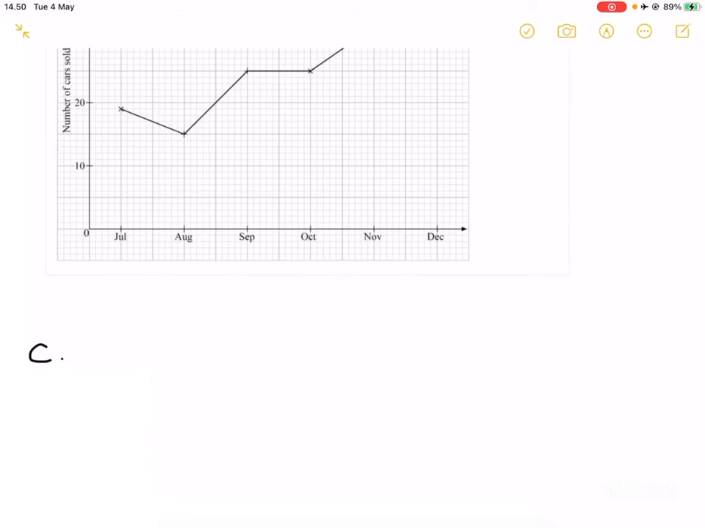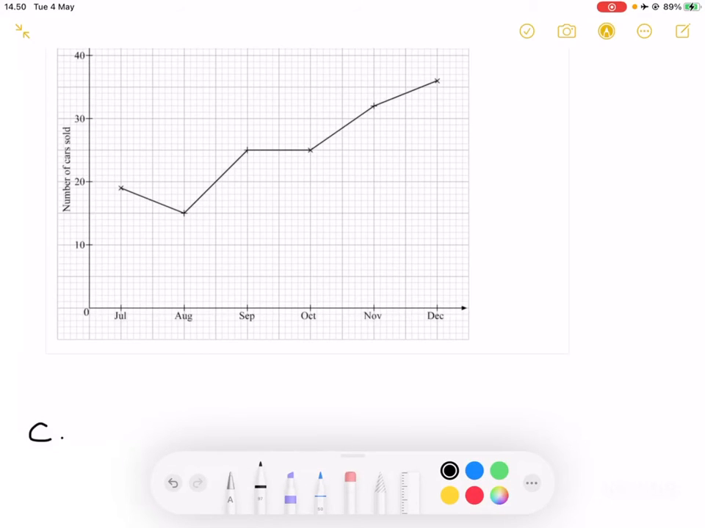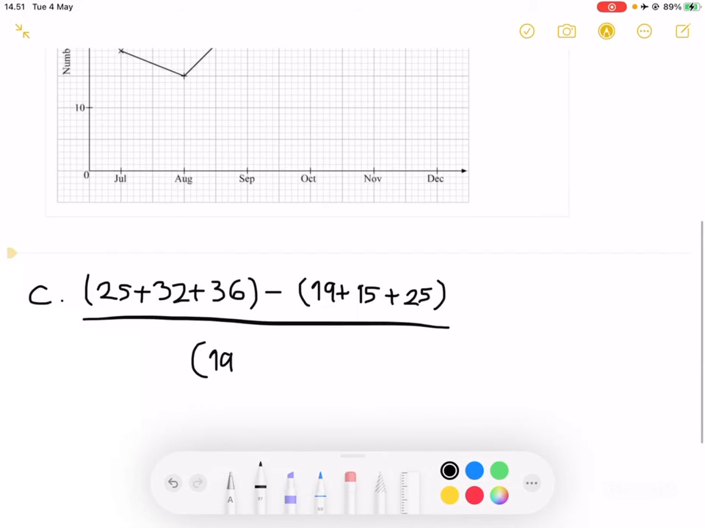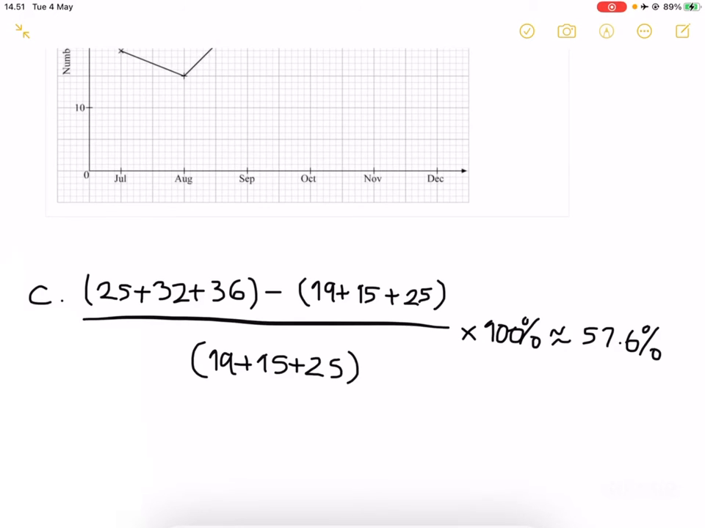So the percentage increase will be the final value, which will be the sum of the frequencies from October to December, which will be 25 plus 32 plus 36, minus the original value, which will be the sum of the frequencies of the sales of the third quarter, which will be 19 plus 15 plus 25, all over the original value, which will be 19 plus 15 plus 25, and then multiply it by 100% if necessary, and you will get approximately equal to 57.6% correct to 1 decimal place.